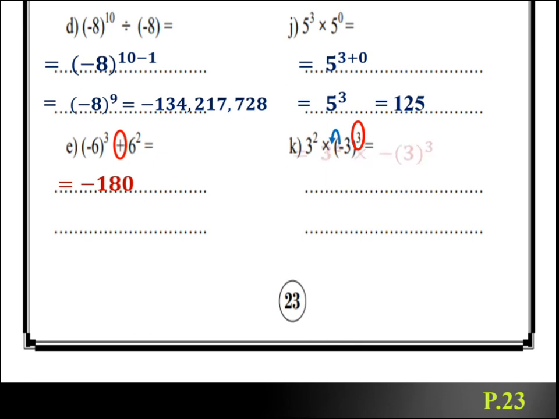We have 3, which is an odd number, and we can kick the negative sign outside the bracket. And write the question again. It will be 3 power 2 times negative, open the bracket, put 3, close the bracket, and put 3 in the power place. Here we now have the same base and a multiplication sign between the two numbers, so we can solve this question with steps. So put negative, open the bracket, put 3, close the bracket, and put 2 plus 3 in the power place. It will be negative 3 power 5, which is equal to negative 243.